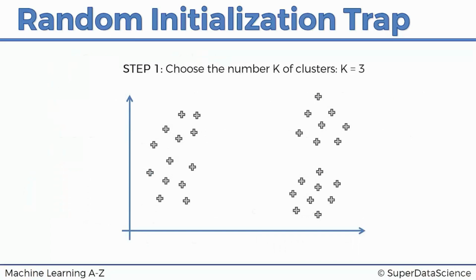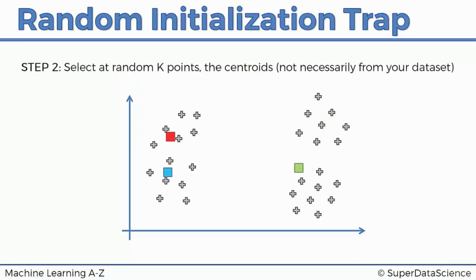Alright, so 3 clusters, and this time, instead of selecting the centroids here, here, and here, we're going to select them differently. We're going to select the centroids like this. So we'll put 1 centroid here on this side, 1 centroid here, and 1 centroid here. So let's have a look what happens now.